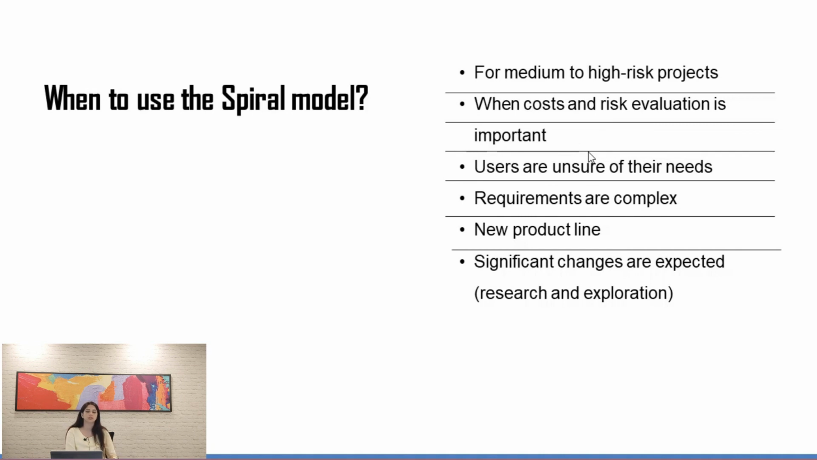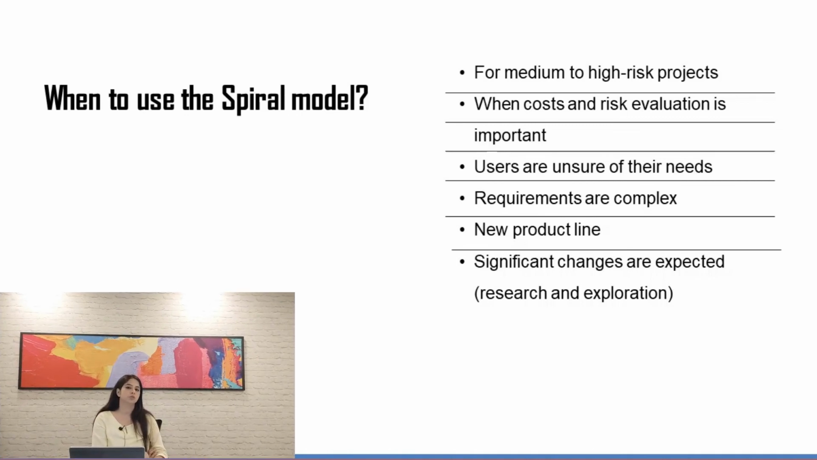So that's about the spiral model, which is a risk based model, and here risk is analyzed, and this model should be used for critical projects where risk assessment is important.